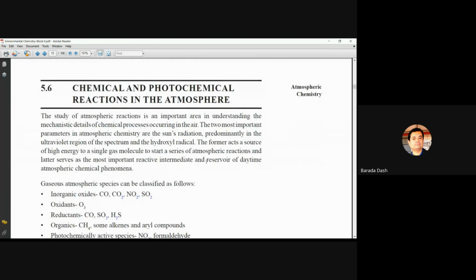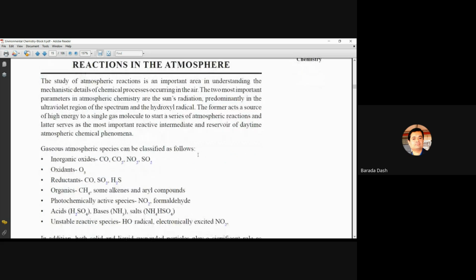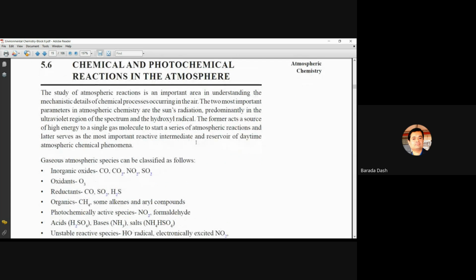So next is chemical and photochemical reactions in the atmosphere. From atmospheric stability, you know the conditions when there will be a pollution buildup, and the conditions when the pollutants will be well dispersed in the air. So that's what we discussed. Now we will discuss the chemical and photochemical reactions in the atmosphere. What are the chemical reactions that occur? In the atmosphere, the majority of reactions occur due to photochemical reactions.